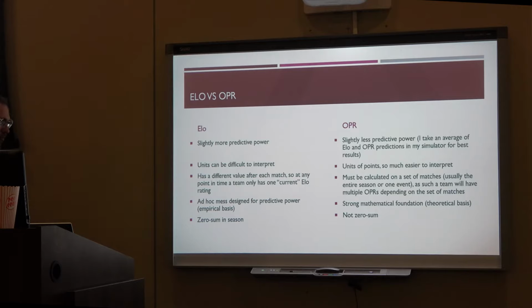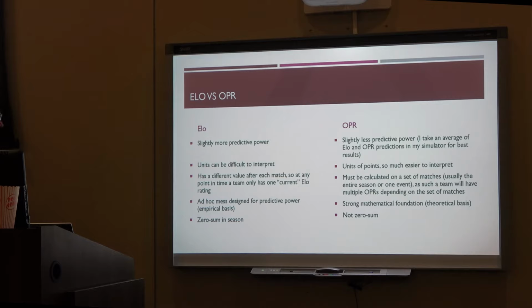Elo is also zero-sum in season, which means at the start of the season, the average Elo will be around 1,500, and near the end of the season, the average Elo will be around 1,500. And that's wrong in the sense that if you took a team from the end of the season and had them compete against teams at the start of the season, they would be better than those teams. Even though the average Elos are 1,500, teams improved throughout the season, and you don't really get that in Elo.